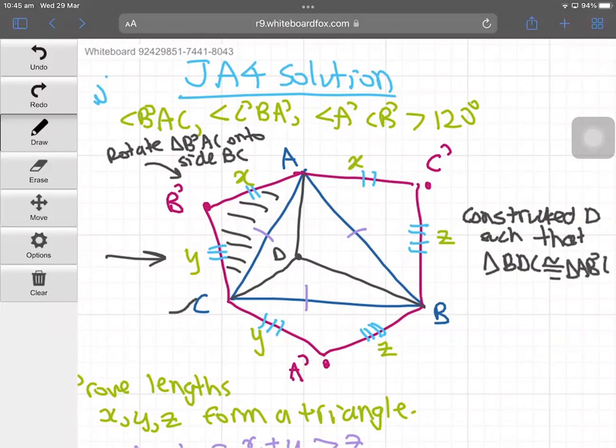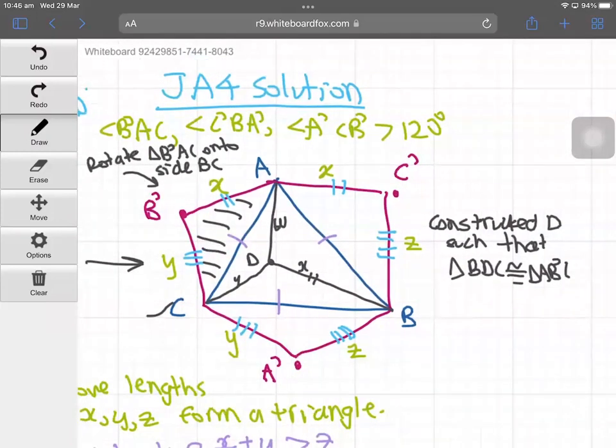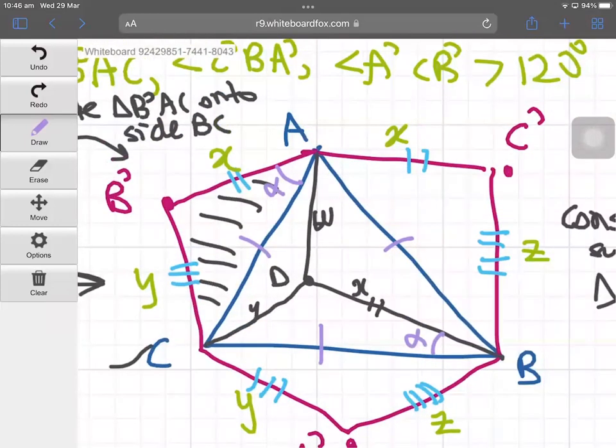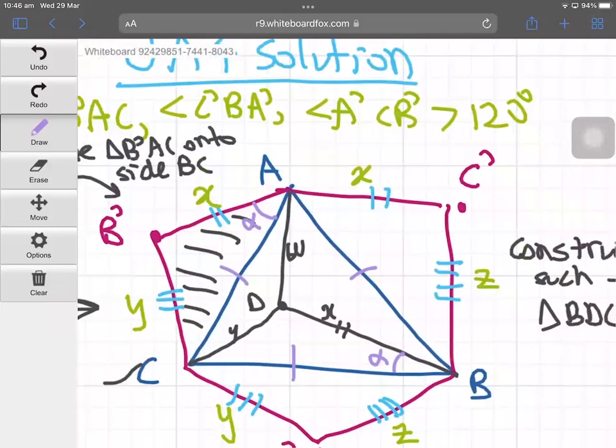So now we can use the equal length, so we get X over here, Y over here. And let's make this length W, so dA is equal to W. We can also look at some angles. If we make this angle alpha, then you know from congruent triangles that this angle is equal to alpha. So B prime AC and DBC are the same, and this angle is 60 from the equilateral triangle. Let's say this angle is equal to beta.